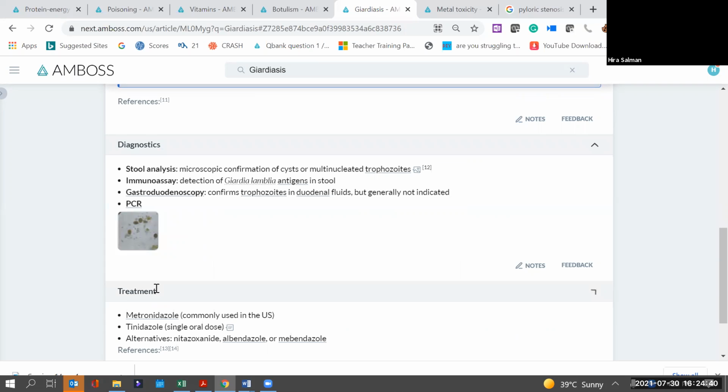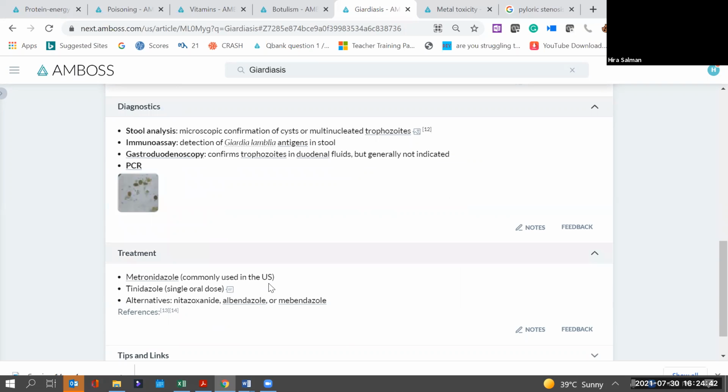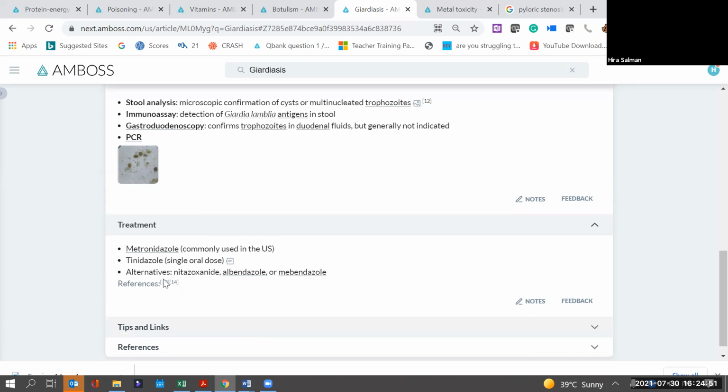For the treatment part, of course, it's a protozoal infection. You will give gram-negative cover. You can go for metronidazole, tinidazole. Sometimes you can give others, but mostly we are using metronidazole. Alternatively, you can use albendazole or mebendazole, which are used for parasitic infections like tapeworm, roundworm or any kind of hookworm infection. So we can give any antiparasitic medication, but most of the time this gram-negative cover is sufficient.